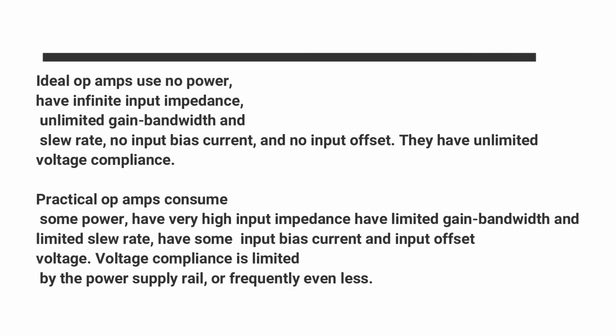Question 1b. Distinguish the properties of an LM741 from those of an ideal OP-AMP. An ideal OP-AMP uses no power, has infinite input impedance, unlimited gain bandwidth and slew rate, no input bias current and no input offset. It has unlimited voltage compliance. As for practical OP-AMPs, they consume some power, have very high input impedance, have limited gain bandwidth and limited slew rate, and have some input bias current and input offset voltage. Voltage compliance is limited by the power supply rail or frequently even less.